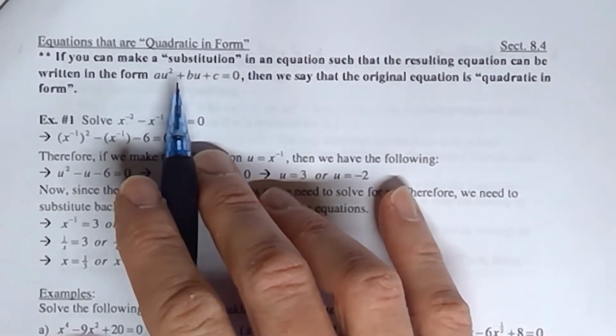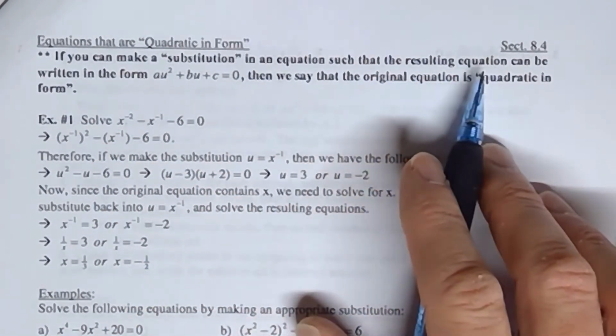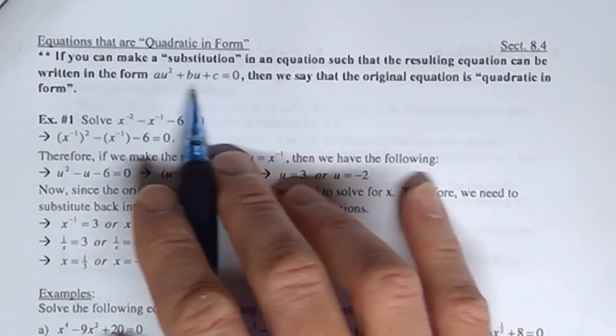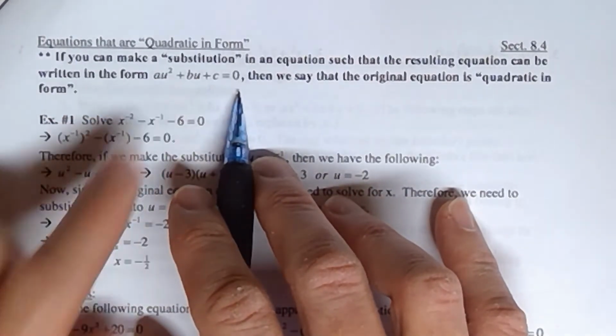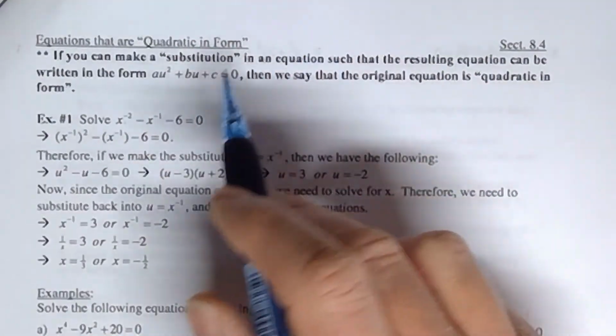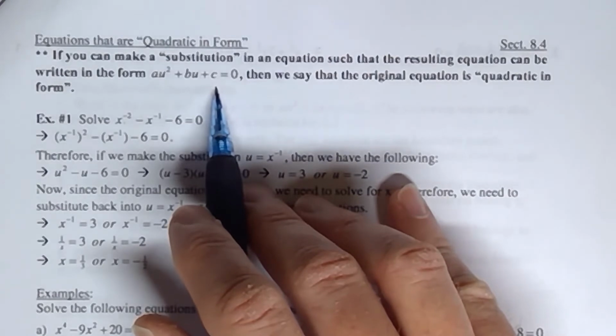What we ultimately want to do, as we see up here in the top paragraph, is make a substitution in an equation so that the resulting equation can be written in this form right here. You can see that this is a normal quadratic equation. It's just that u is the variable instead of x, but otherwise it looks like your normal quadratic equation. The a, b, and c are the coefficients.